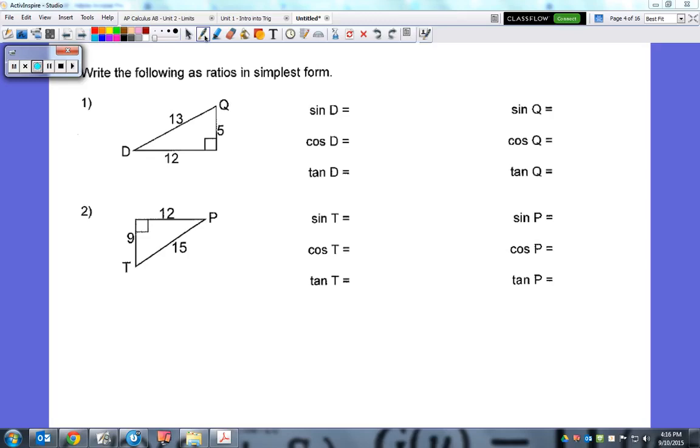Okay, so let's go ahead and do sine of D. So if I put my body right here where D is at, and I look at the sine, well, we know sine is SOH, so the cosine is CAH, and then the tangent is TOA.